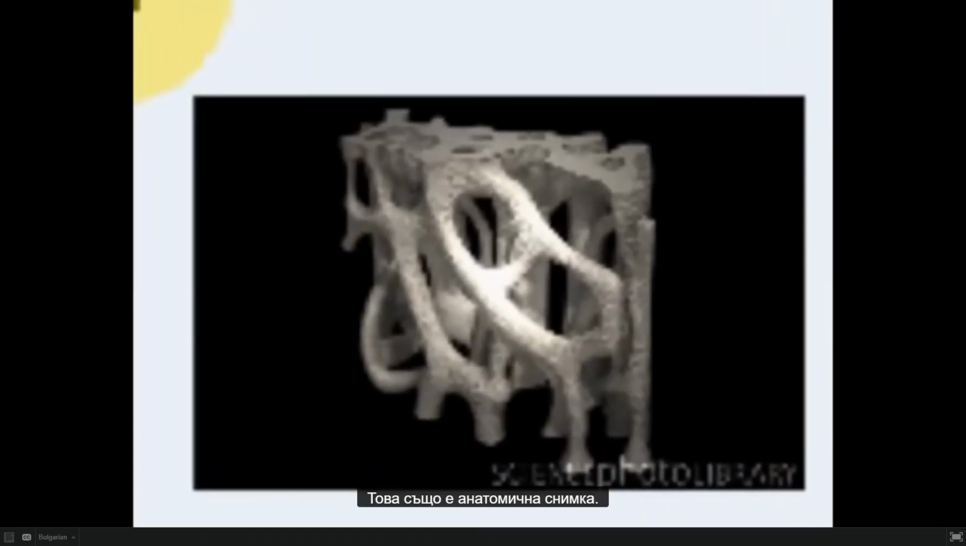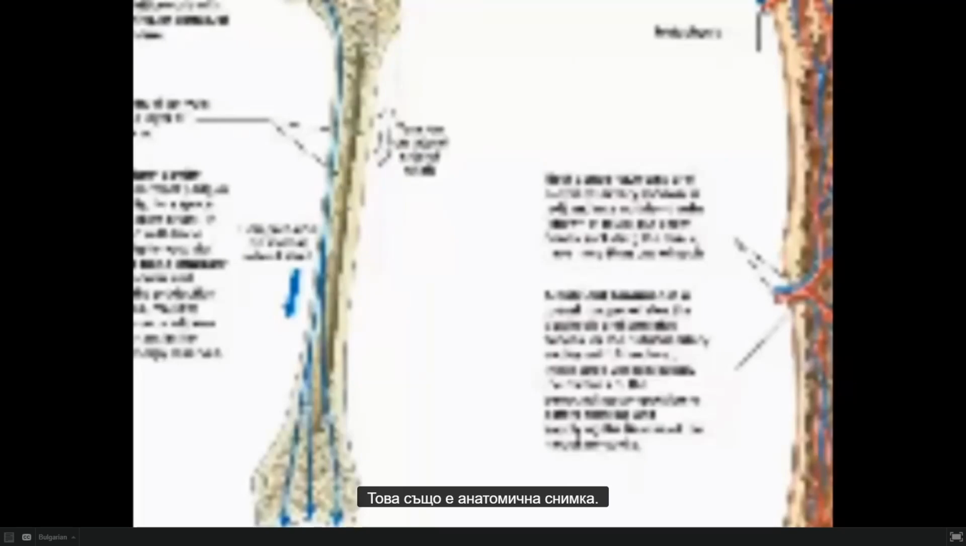Then this is again an anatomical picture, the same as I explained in the previous one. I will just wait for Rick to change the picture from the live stream.